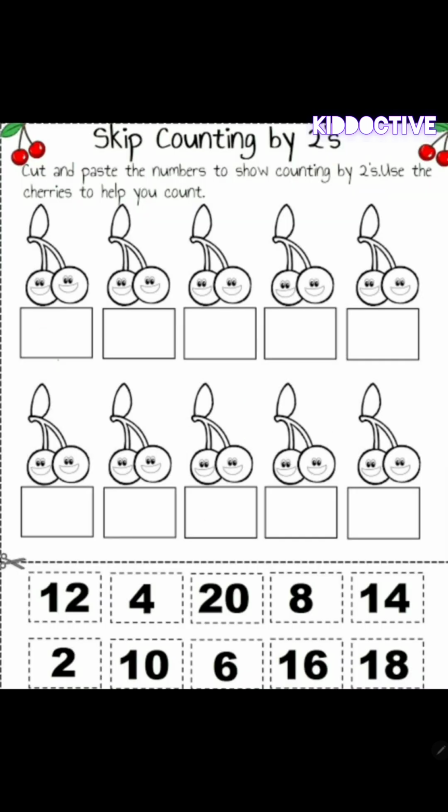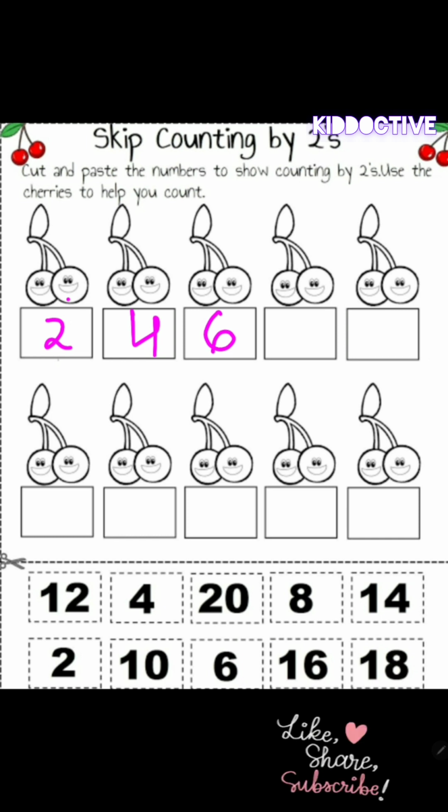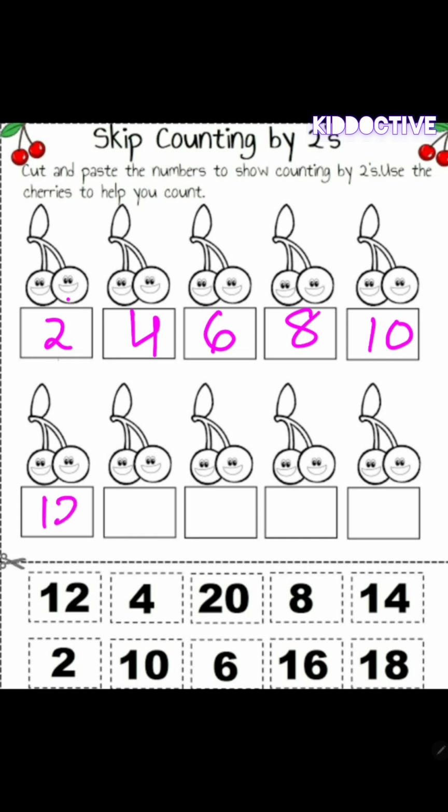Skip counting by 2s. Cut and paste the numbers to show counting by 2s. Use the cherries to help you count. The first line 1 and 2 cherry, then another 2 cherry means 2 plus 2 is 4, another 2 cherry means 2 plus 2 plus 2 is 6, then 7 8, then 9 10, another 2 cherries means 11 12, then 13 14, then 15 16, 17 18, 19 20.